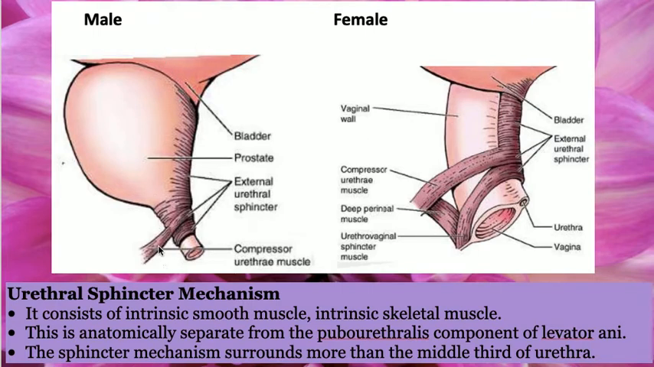As you can see, this is the male, this is the bladder neck. We have the prostate gland. You can see the external urethral sphincter over here and the compressor urethrae muscles. In case of females, we have the vaginal wall placed anteriorly to the bladder and neck. You can again see the external urethral sphincter over here, the compressor urethrae muscle over here. In addition, we have the urethrovaginal sphincter muscle right here.